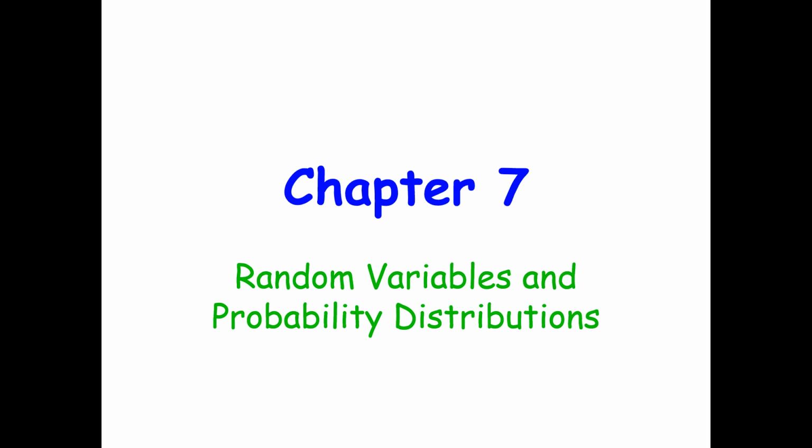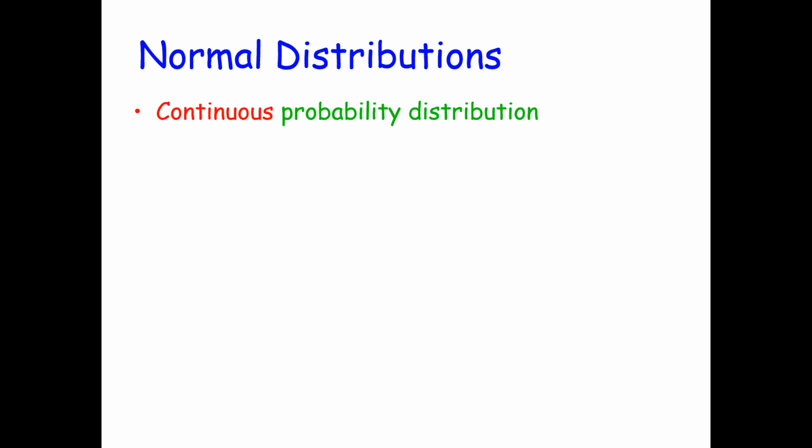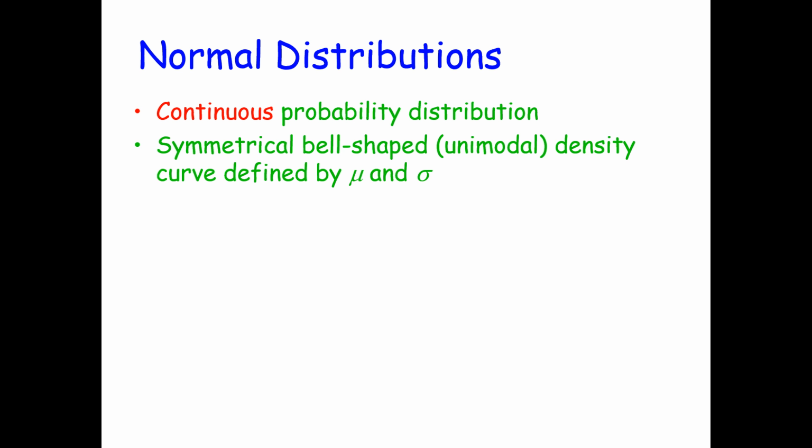In this video, we're going to continue talking about random variables and probability distributions. Specifically, we're going to be talking about normal distributions. Now, normal distributions are continuous probability distributions. They're symmetrical, bell-shaped, unimodal density curves defined by mu and sigma.